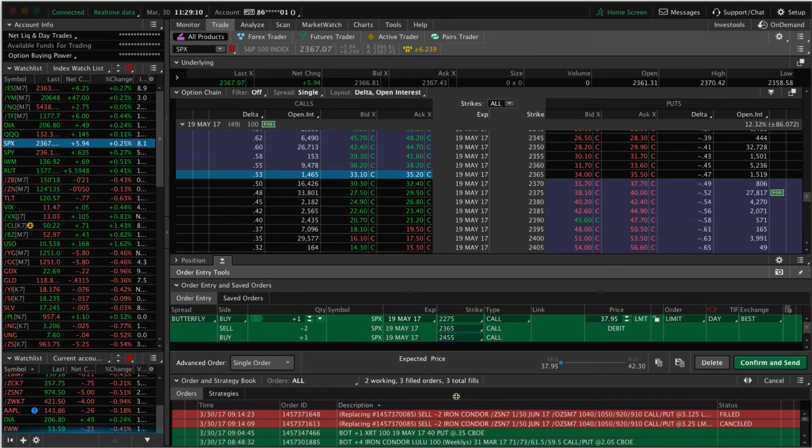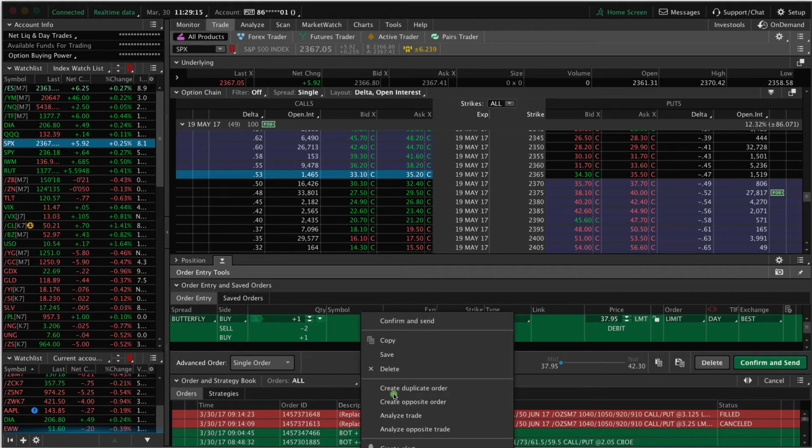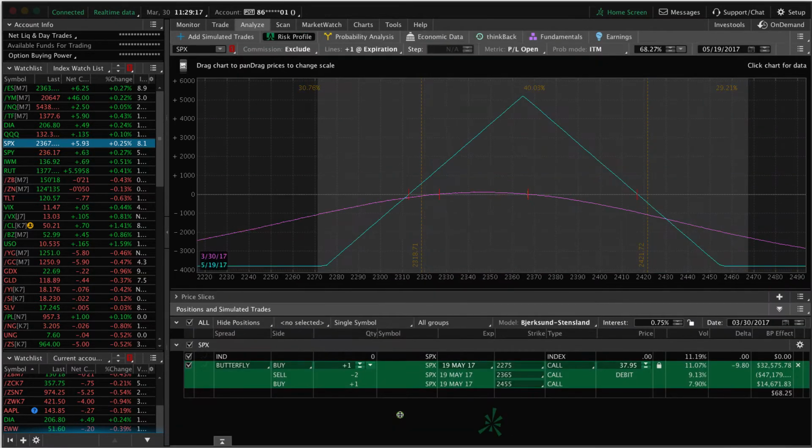24.55. Okay, so those would be the strikes that we want to look at initially. Then let's just right click and analyze that trade. And so this pulls up a traditional butterfly, right? So just move these slices to break even, and you can see our probability of profit at initiation is a little over 40%.